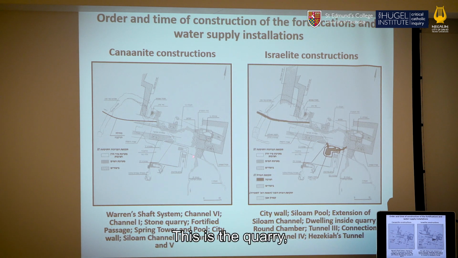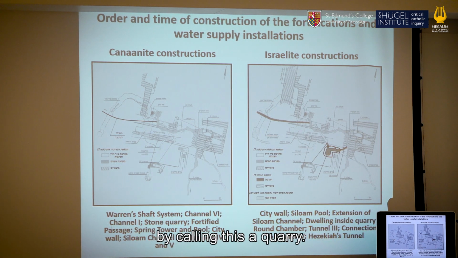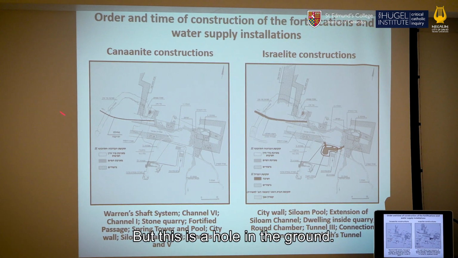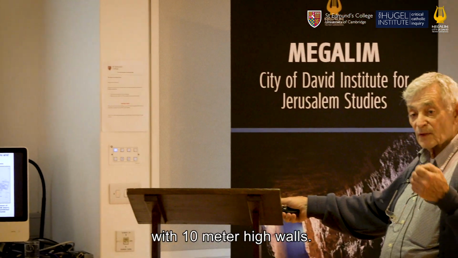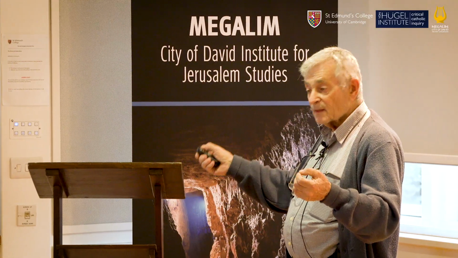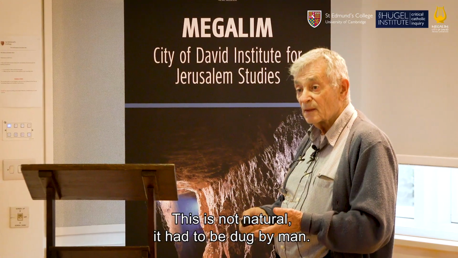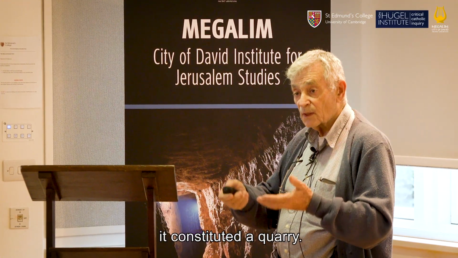This is the quarry, and now I have arguments here with Ronnie and even Nachshon about calling this a quarry. Today it's not a quarry, but a hole in the ground. This is a square hole in the ground with 10-meter high walls. This is not natural. It had to be dug by men. So in the first place, at one time, it constituted a quarry.